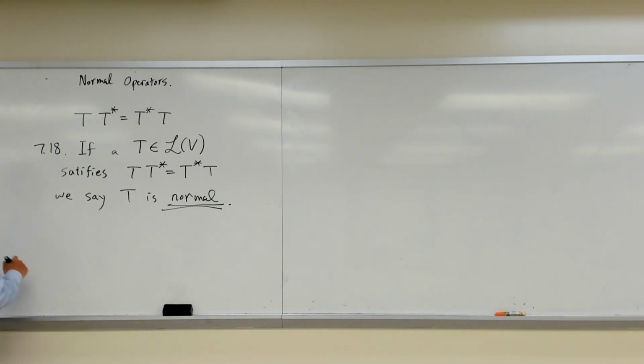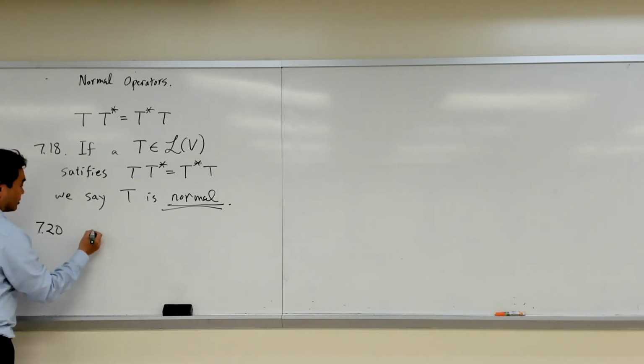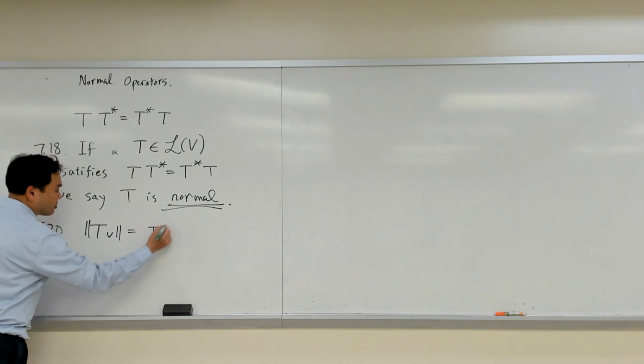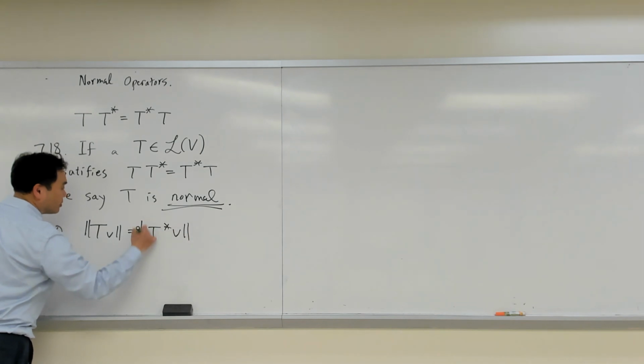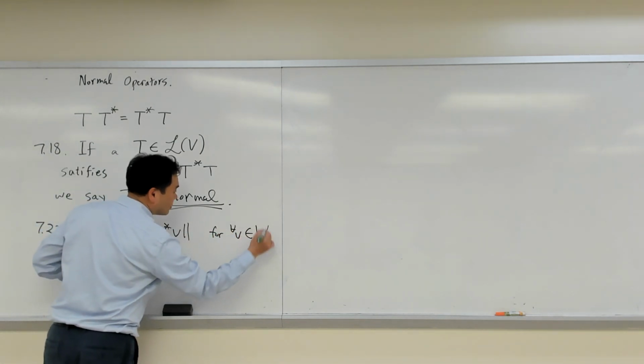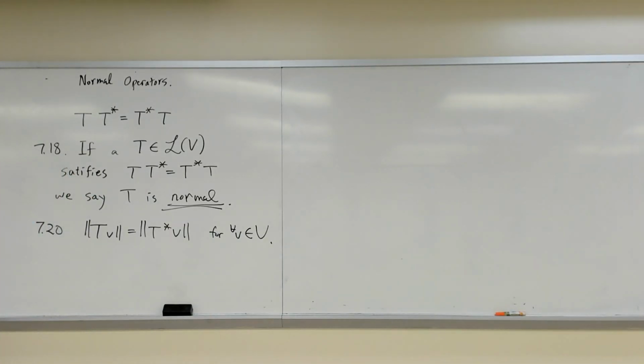All right. So what else can we talk about normal? First of all, we can show that ||T(v)|| is equal to ||T*(v)|| for all v in V. Okay, so let's try to see why that is so.